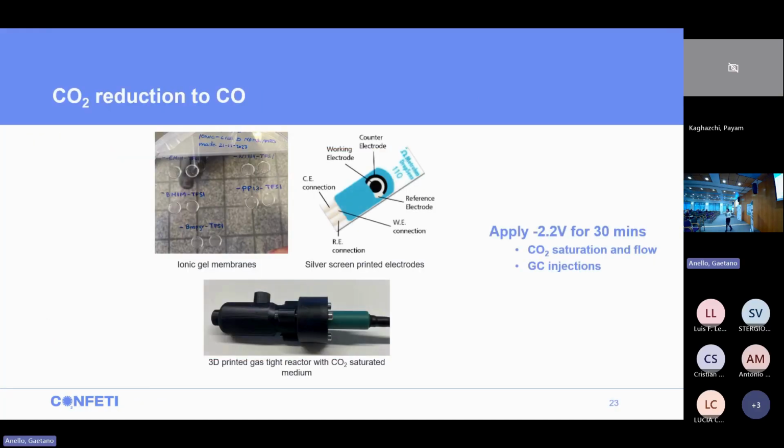Now, moving on to testing those materials and checking if they can reduce the CO2 to CO, we tried to use those ionic gels in an electrochemical cell, where we place the gels on a 3D screen printed electrode, a commercial one from Metrohm, which has silver as the working electrode. The electrode was placed in a CO2 saturated medium in a cell, and voltage was applied for 30 minutes.